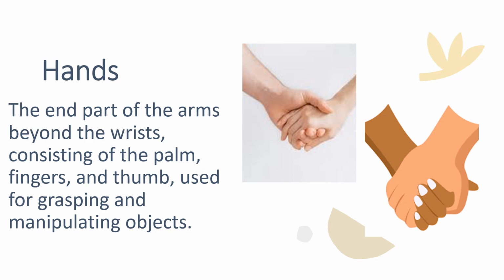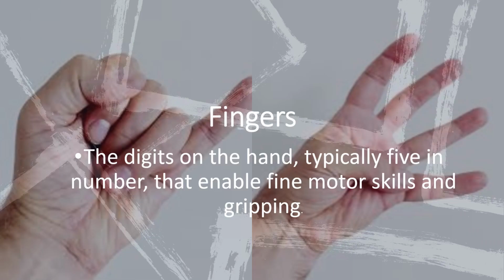Hands. The end parts of the arms beyond the wrists, consisting of palm, fingers, and thumb, used for grasping and manipulating objects. These are the hands. Fingers. The digits on the hand, typically 5 in number, that enable fine motor skills and gripping.